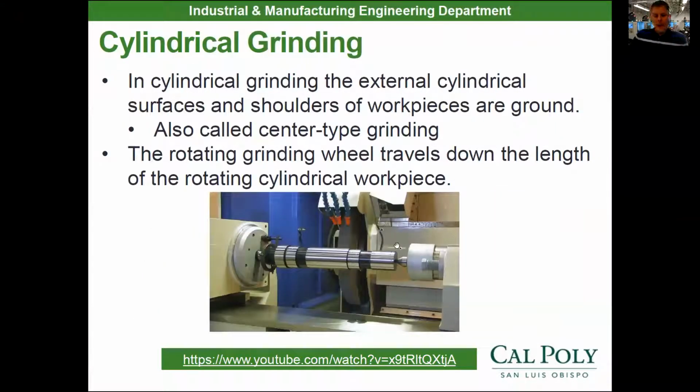Now, if you needed to make a round part that had a tight tolerance, it would be cylindrical grinding. So in cylindrical grinding, now we're grinding hardened steel pins or shafts like you see right there. And you have a rotating grinding wheel now instead of a single point cutting tool like on a lathe.